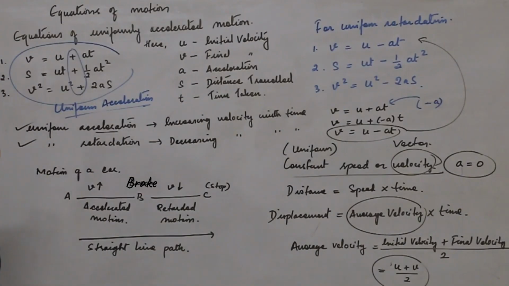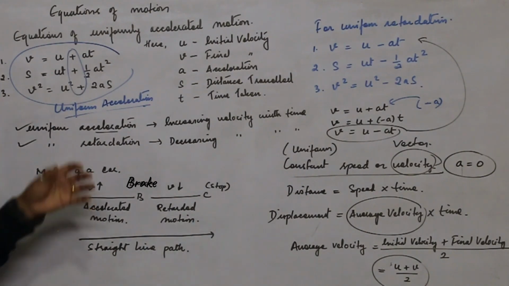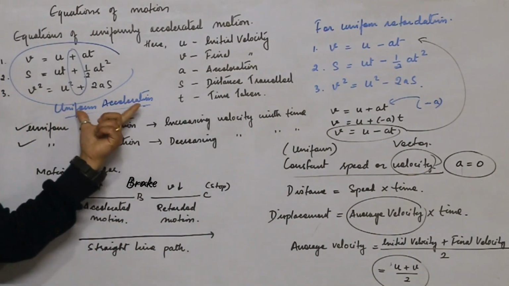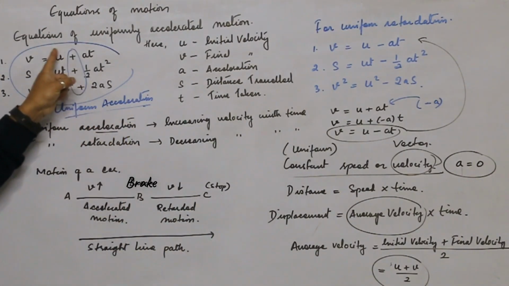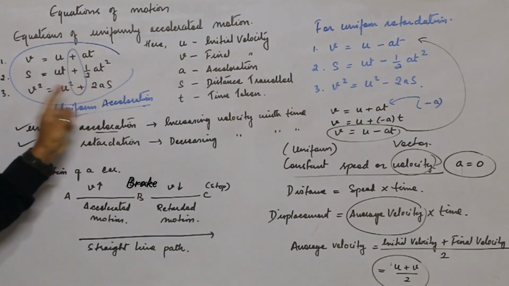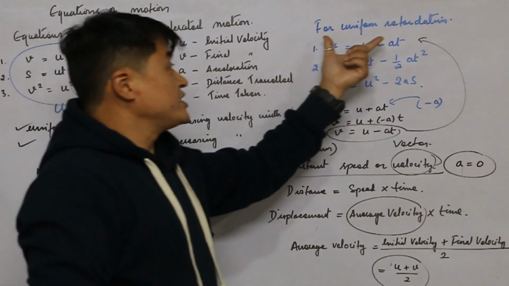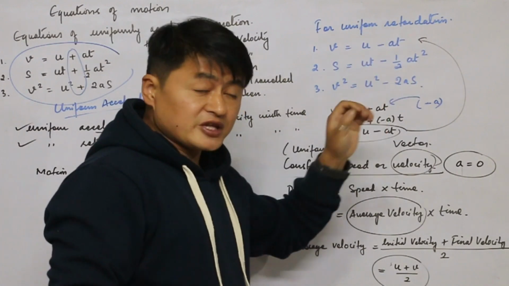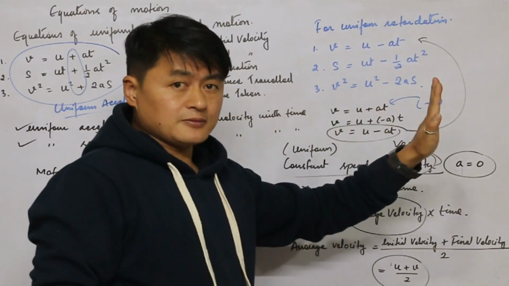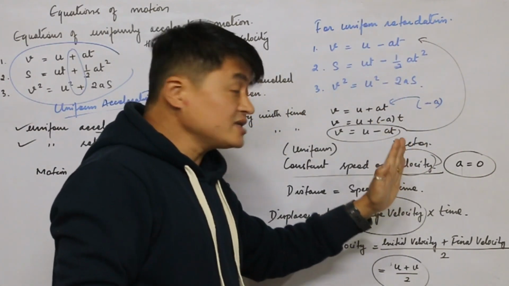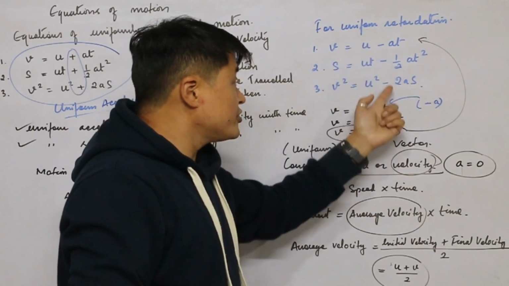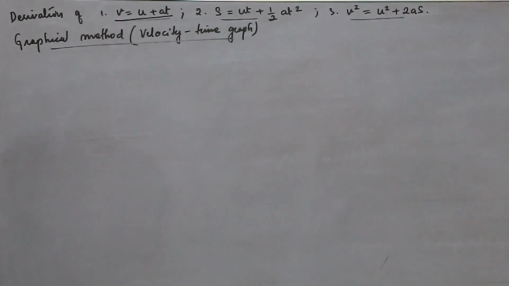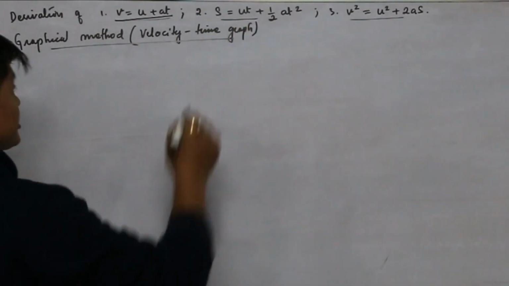You have to read the question carefully and see whether it is acceleration or retardation. If it is accelerated motion, then we use the same equations with plus sign, and when the body is retarding, or it is in uniform retardation, if the body is stopping or the velocity is decreasing, then we have to use the same formula with minus sign. Next, we will do the derivation of these three equations.